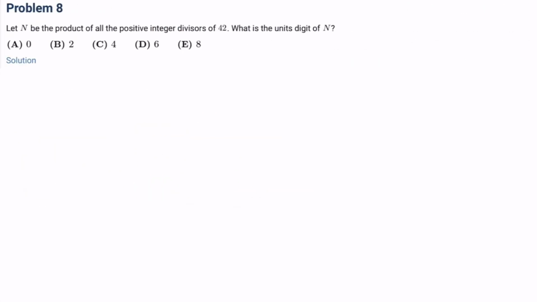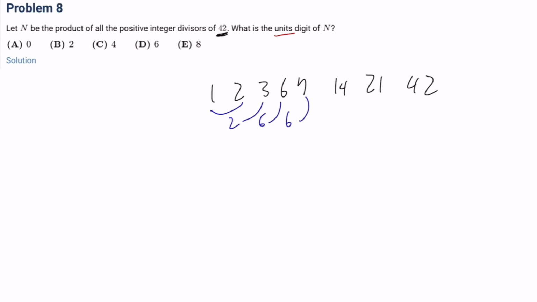Number 8, let n be the product of all the positive integer divisors of 42. What's the units digit of n? Okay, so there's 2 ways to do this. First of all, since 42 is quite a small number, we can just list all the divisors: 1, 2, 3, 6, 7, 14, 21, and 42. And since it wants the units digit of n, we can just multiply the units digits of everything. So this is 2, 6, 36, so it's 6. 6 times 7 is 42, so it's 2. 2 times 4 is 8. 8 times 1 is just 8. 8 times 2 is 6. And you can get 6 like that.